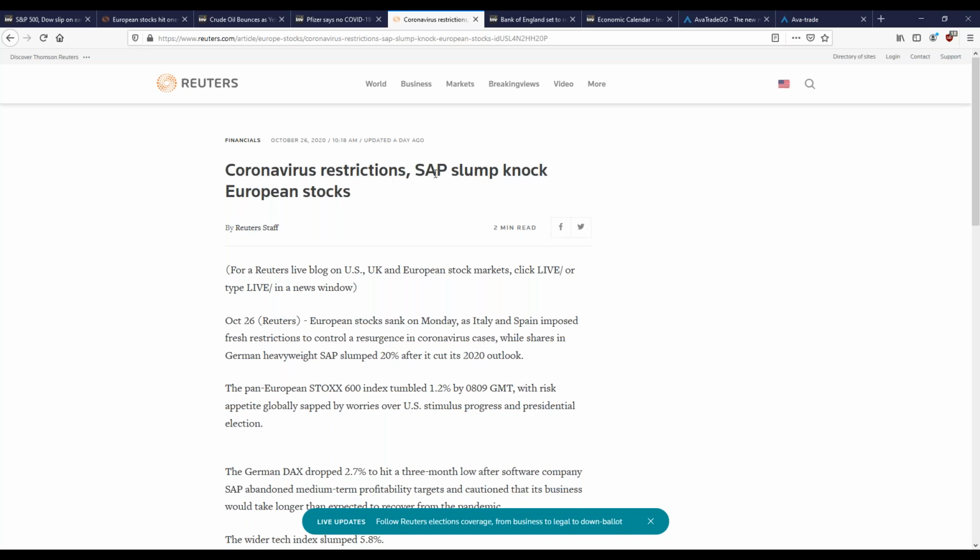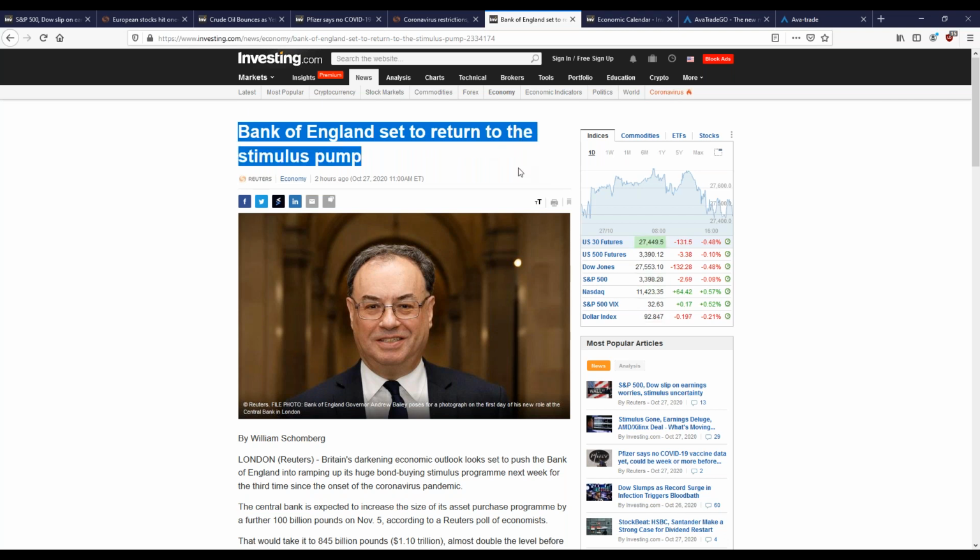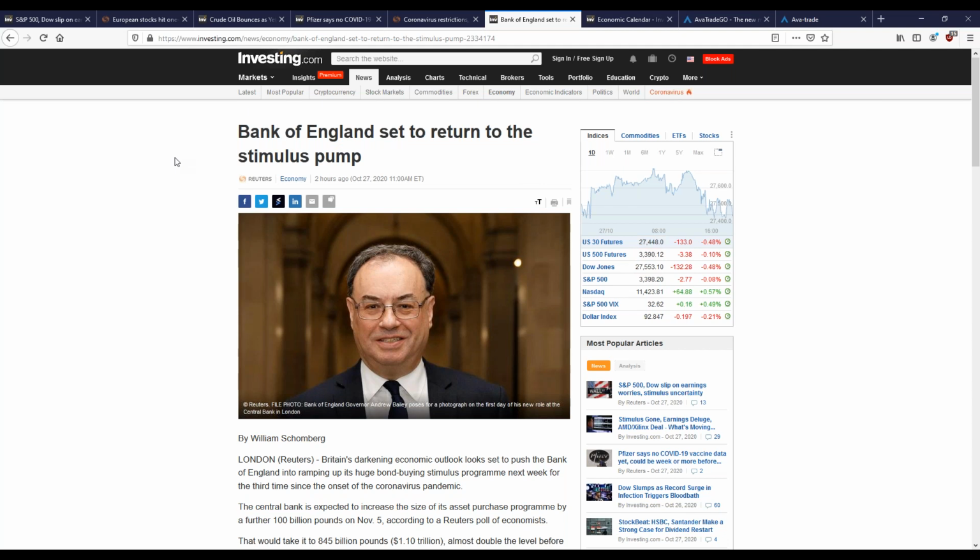SAP, one of the major announcements today, causing European stocks to slump. Same storyline. Now, how about this? Bank of England set to return to the stimulus pump. They're talking about a bond buying program in the UK. So in the longer term, that could boost stocks again in the UK market. So we're looking at maybe in the coming weeks, new stimulus in the US, maybe bond buying stimulus in the UK, probably some other stuff in the EU for helping the economy.